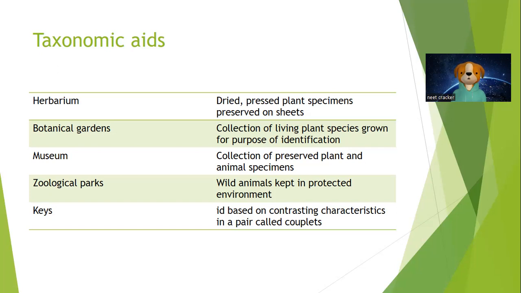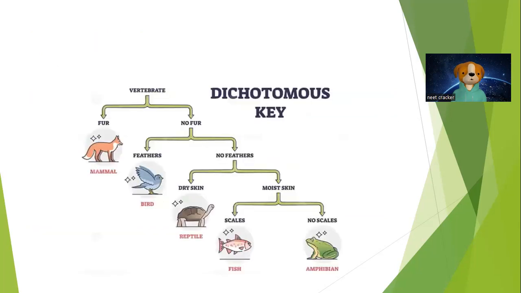I have seen museums where they have preserved dinosaur eggs as well. So a museum is a great place for collections. You can also classify various organisms. Zoological parks are where wild animals are kept in protected environments. And keys. Keys is something where the identification is based on contrasting characteristics. The contrasting traits are in a pair, usually called couplets. We'll see with an example.